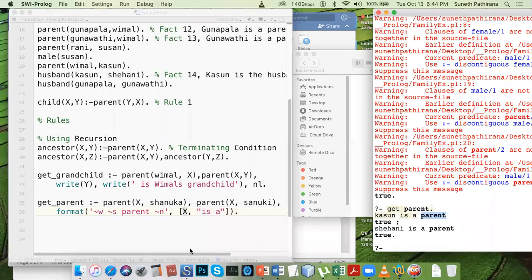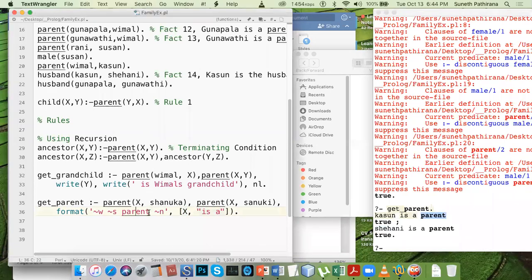And the parent, that is also coming from this. This is also kind of user defined content because it is within the code. Still within the code, you can provide special characters like ~w, ~s, ~n. ~n means something similar to \n, the new line character. ~s means string. ~w means write, right?